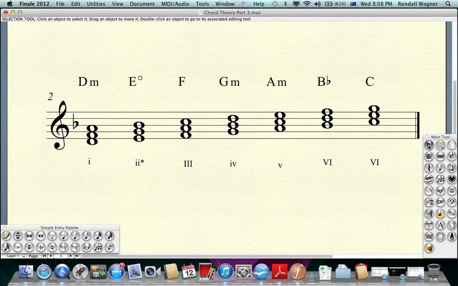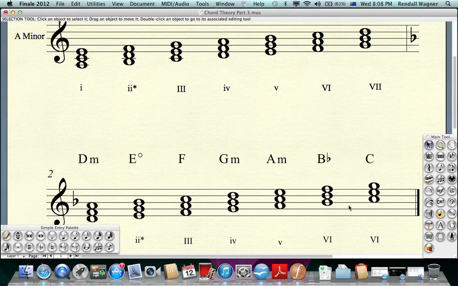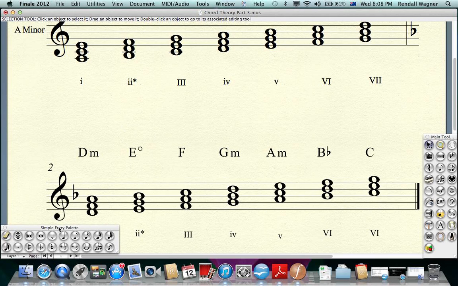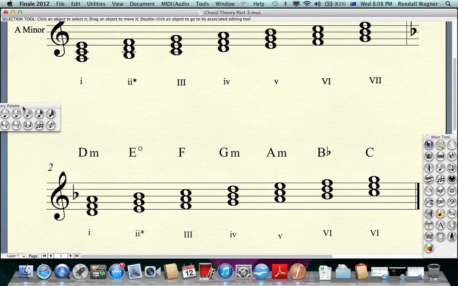Okay, so if you've got a sense of deja vu, I don't blame you, because if I scroll back up, you'll see, okay, I know there's a few things in the way, but I'll just move this over here for a moment. You'll see that we've got 1, 2 half diminished, 3, 4 minor, 5 minor, 6 major, and 7 major. Okay, so it's the same thing.